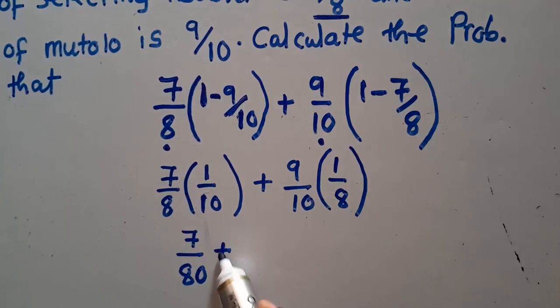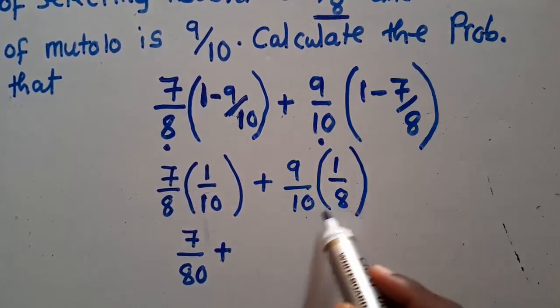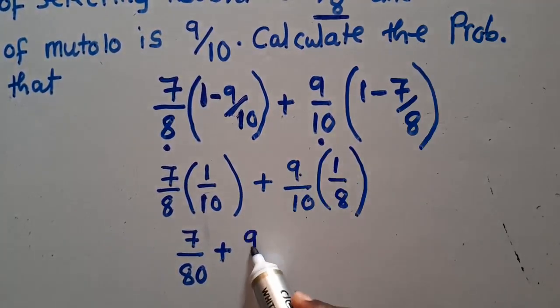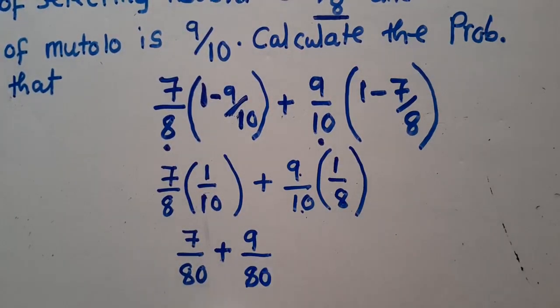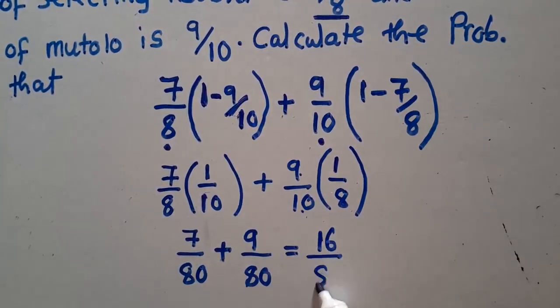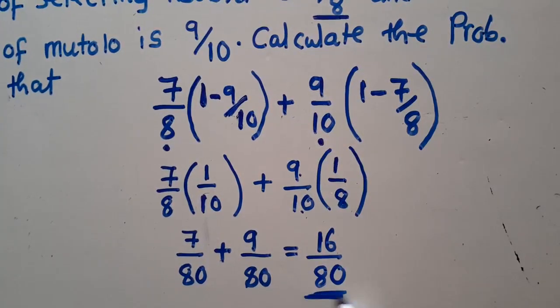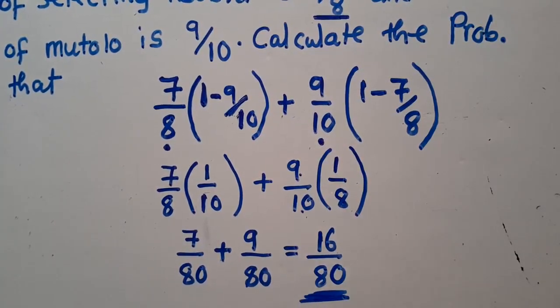You say plus. When you multiply there, 1 times 9, it is 9 over 10 times 8, it is 8, like that. When you add these two, what answer are you going to get? You're going to get 16/8, like this. So this is the probability of selecting only one of them.